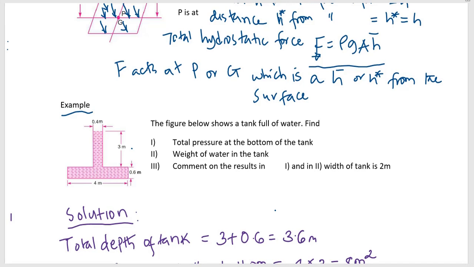The figure below shows a tank full of water. This is the tank. The upper narrow section is of length 0.4 and height 3 meters. It is given that the width of the tank is 2 meters. The bottom section is 4 meters in length. The depth of the wider section is 0.6. Also, the width is taken as 2 meters because it is the same tank. Now find the total pressure at the bottom of the tank.